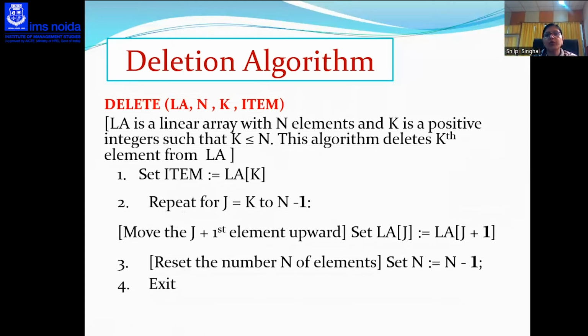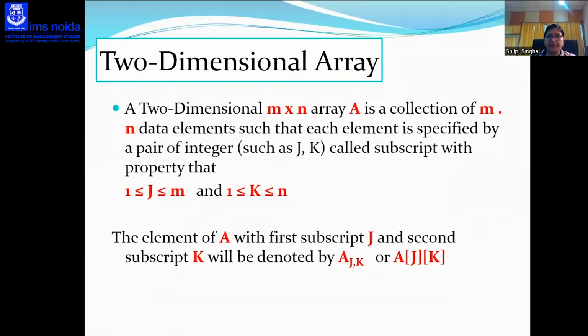Now let's move to the 2-dimensional array. What is a 2-dimensional array? A 2-dimensional array, M into N array, is a collection of M into N data elements such that each element is specified by a pair of integers such as j and k, called subscripts, with the property that j lies between 1 to m and k lies between 1 to n.